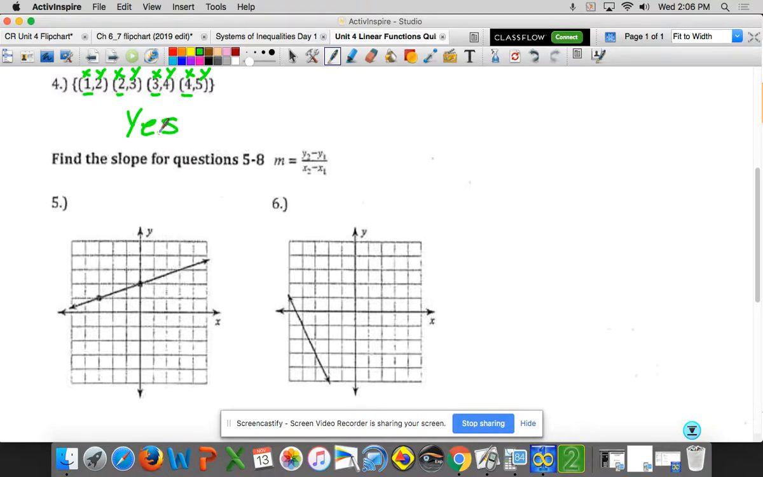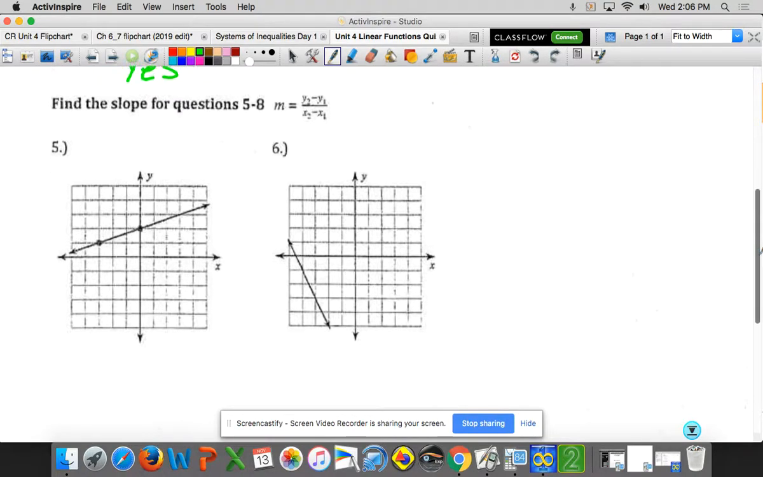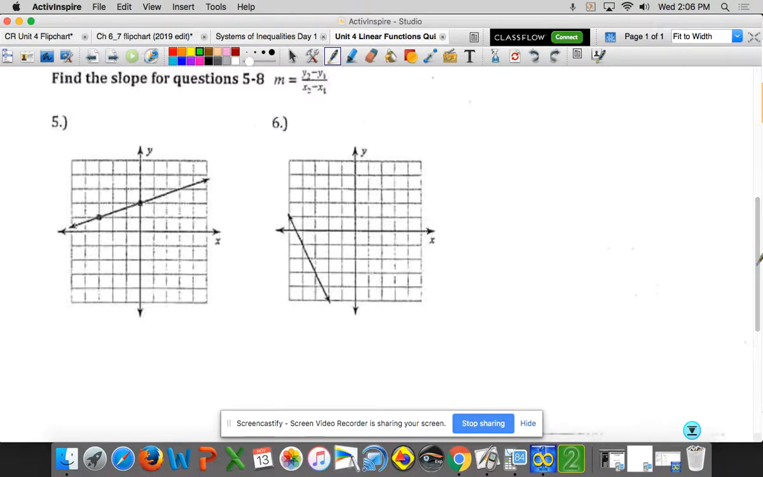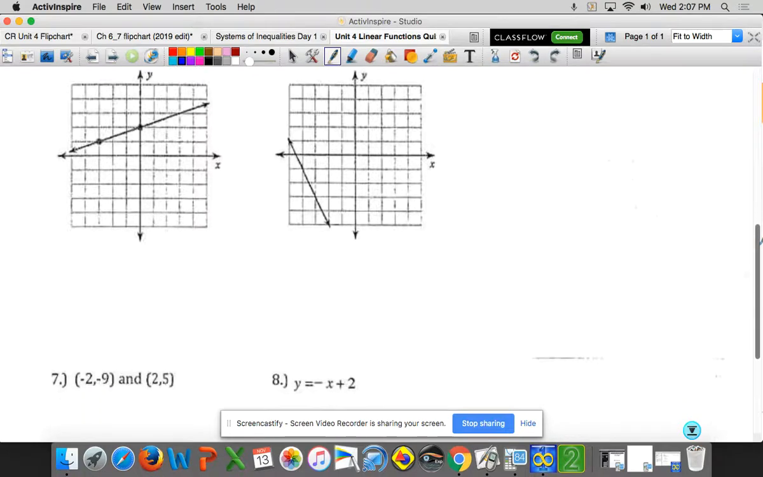Now, the most confusion has come with questions 5 through 8. For questions 5 through 8, the question is to find the slope. So what this means is we are going to be finding m for every single one of these problems, but we're not always going to use this formula. This is the slope formula, and we only use this when we are given 2 points, like number 7.